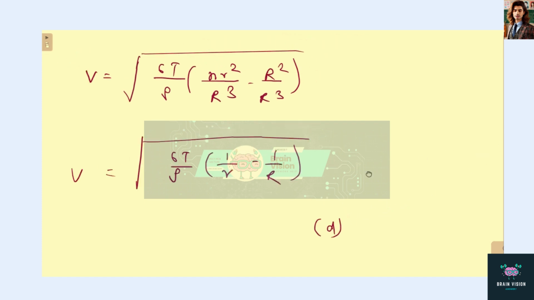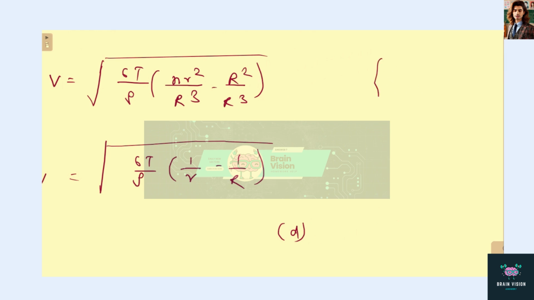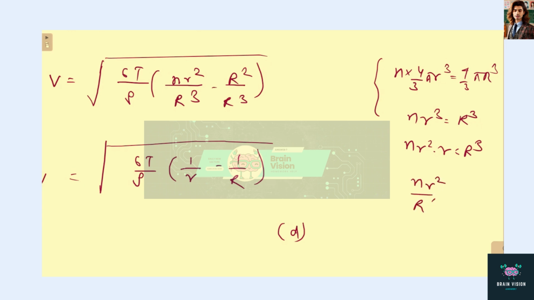This relation we have calculated above because we find that n into 4/3 πr³ is equal to 4/3 πR³. So nr³ is equal to R³, or I can say this can be written as nr² into r is equal to R³. From here we can say that nr²/R³ is equal to 1/r. So this relation I am using here. So this is our answer for this given question.